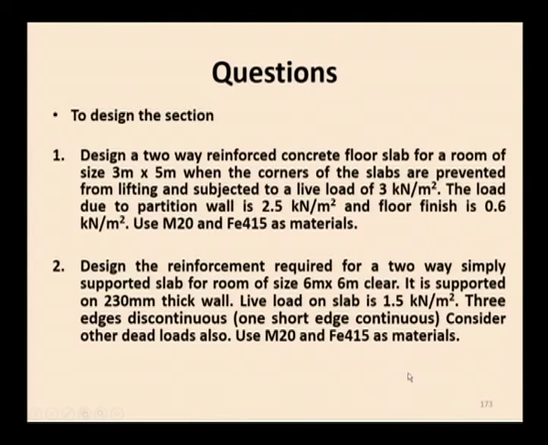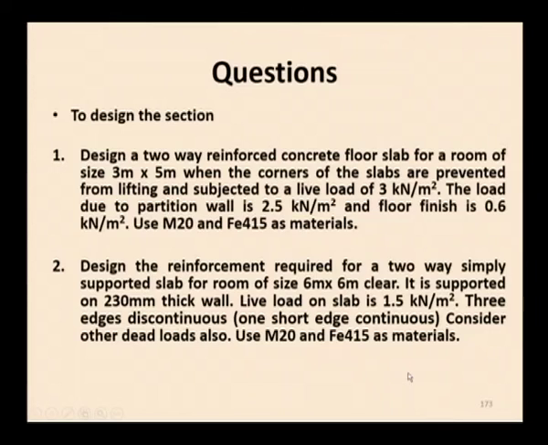In connection with this, there are certain questions. Design a two-way concrete floor slab for a room of size 3 meter by 5 meter when the corners of the slab are prevented from lifting and subjected to a live load of 3 kN per meter square. The load due to partition wall is 2.5 kN per meter square and the floor finish is 0.6 kN per meter square. Use M20 and Fe 415 as material.